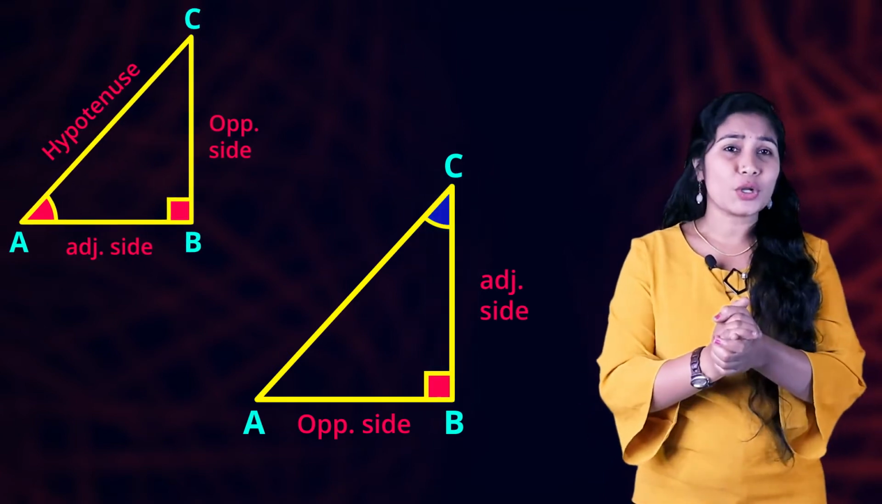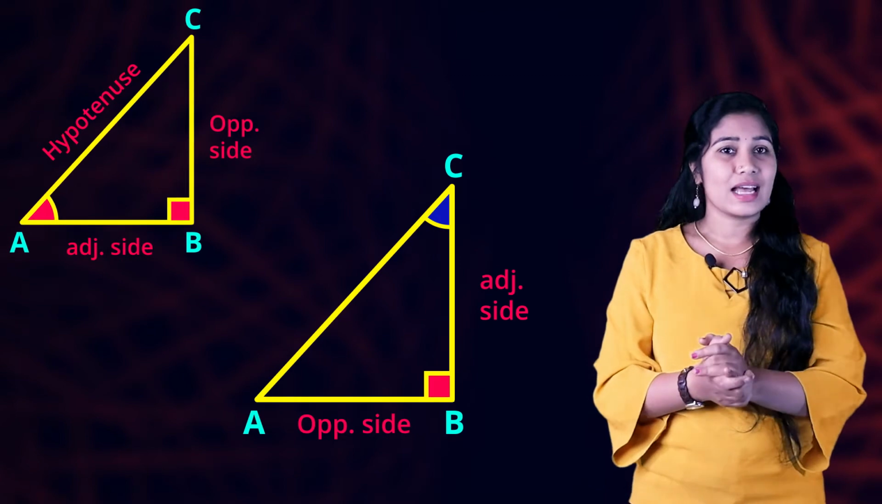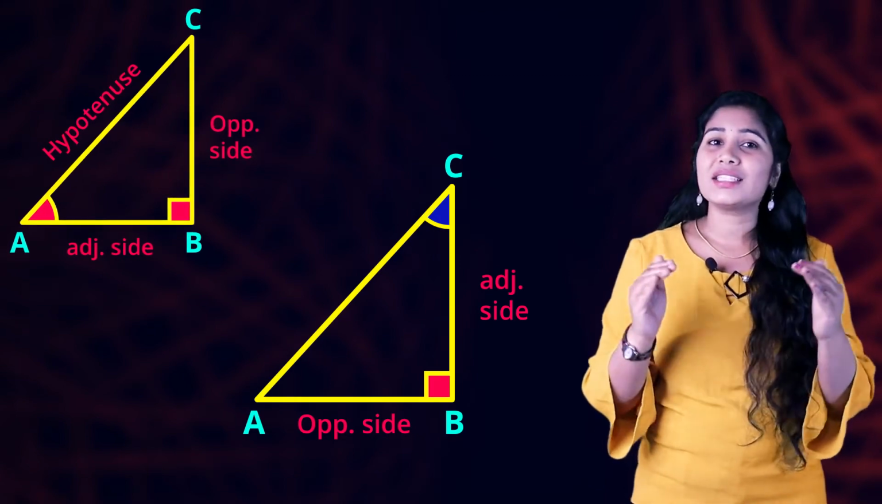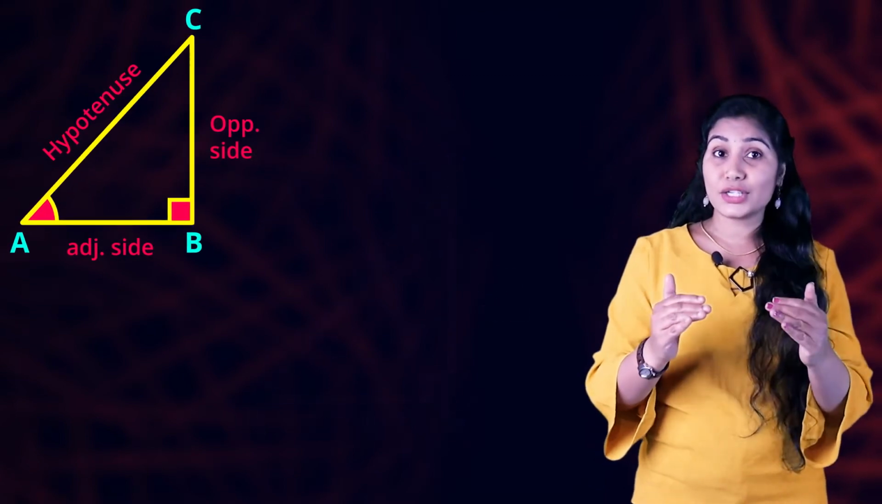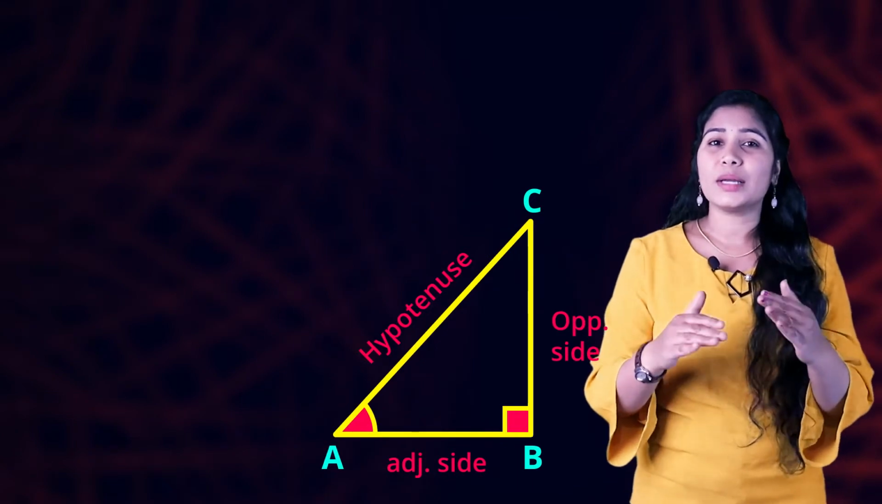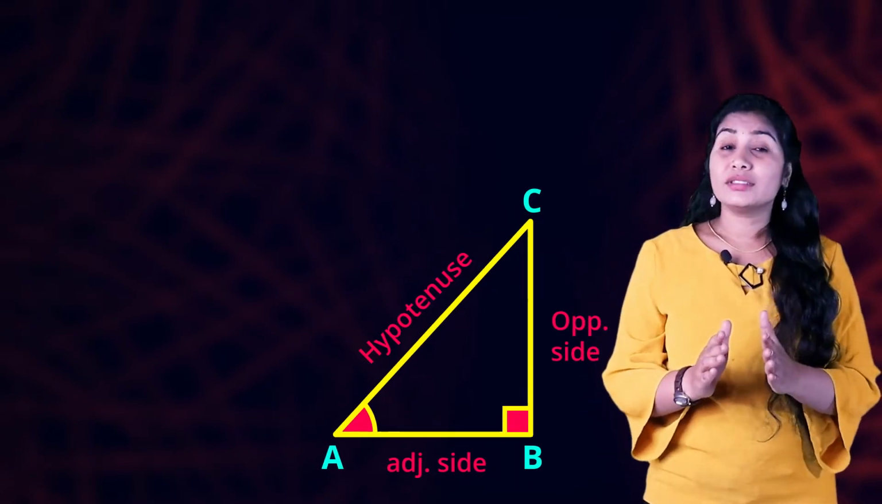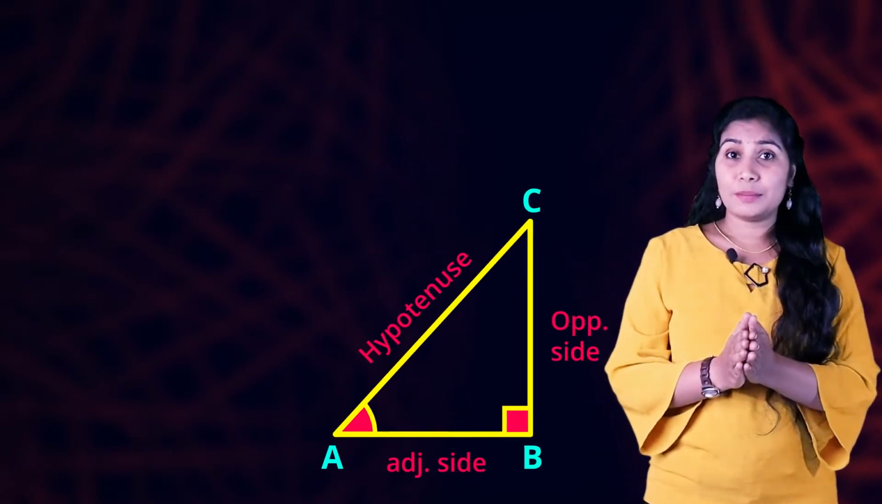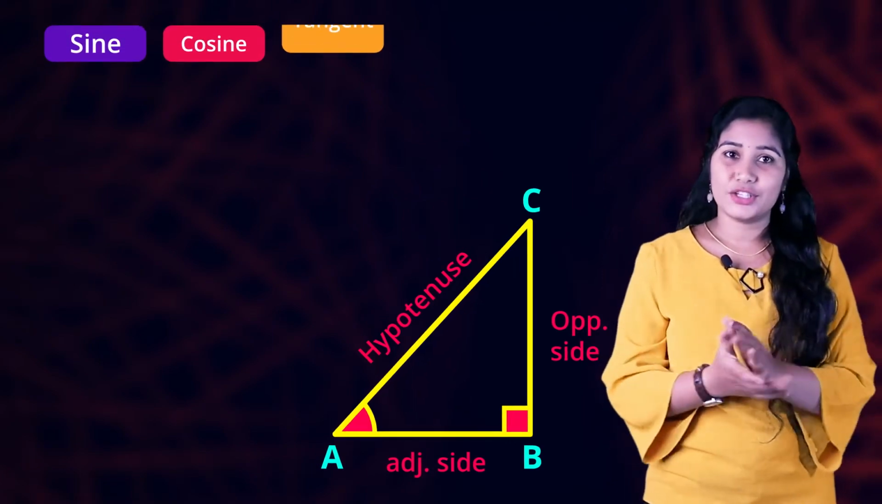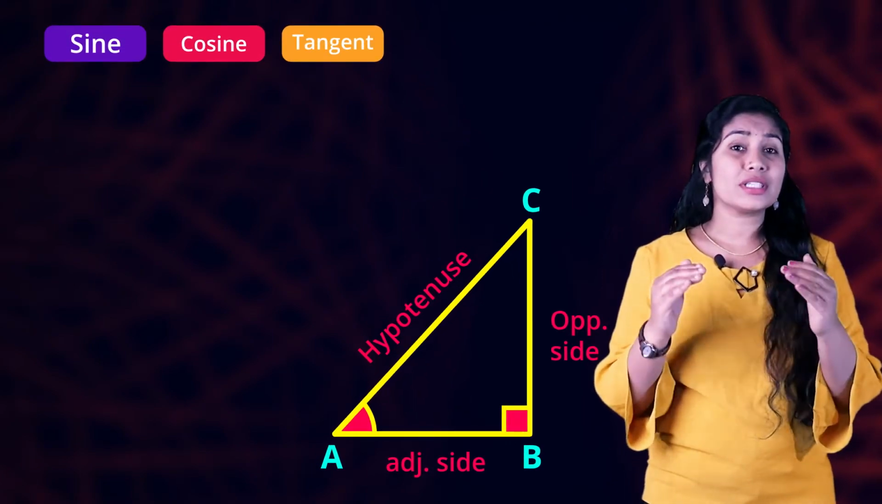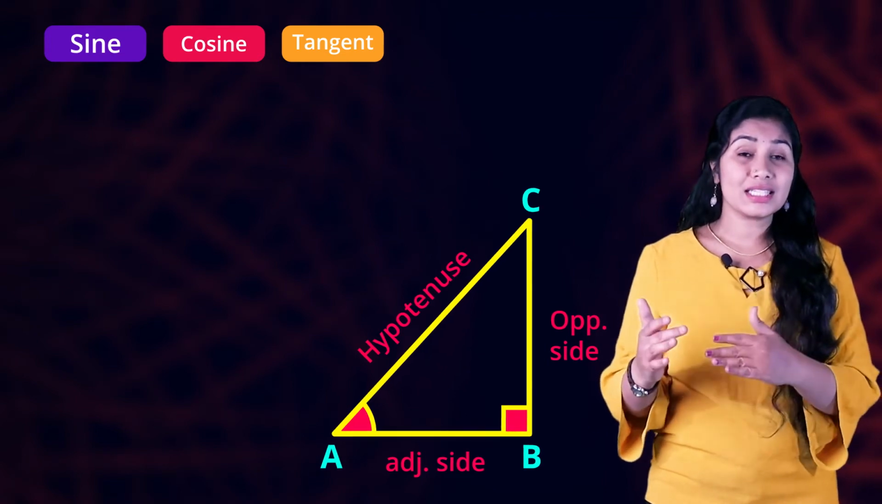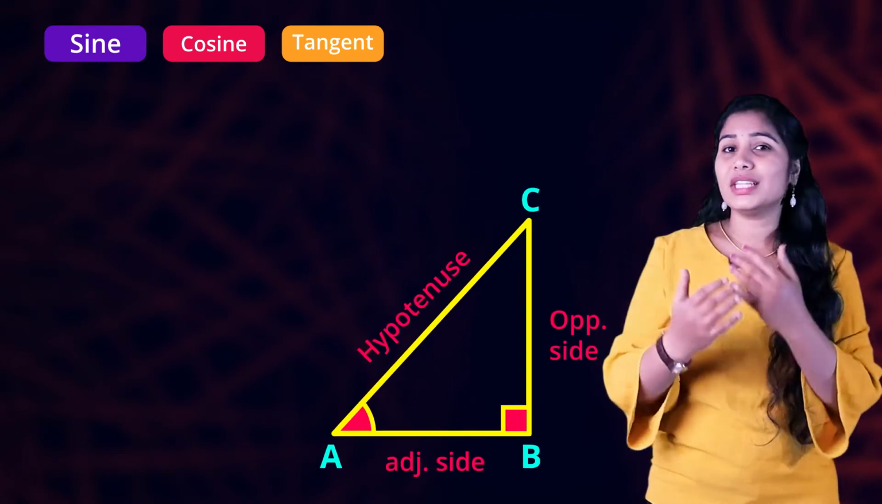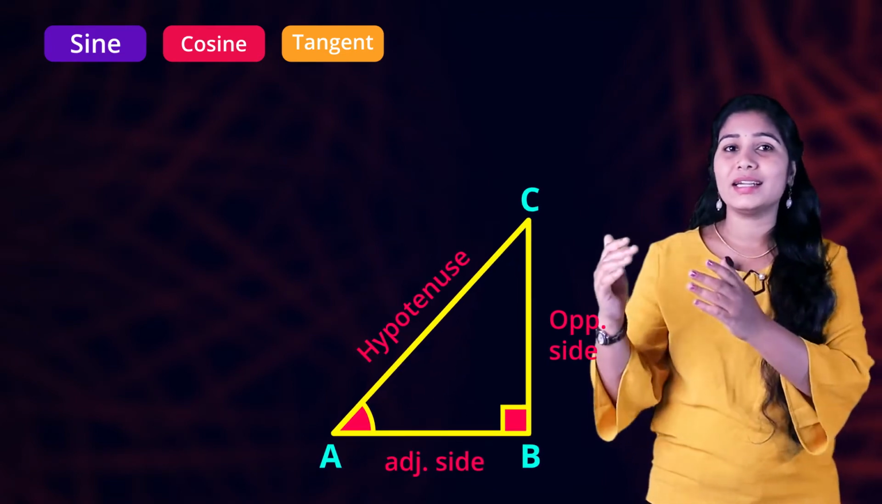You have studied the concept of ratios in your earlier classes. Now, we define certain ratios involving the sides of a right triangle and call them trigonometric ratios. There are three trigonometric ratios, namely sine, cosine and tangent. There are three more ratios defined in trigonometry which are considered as reciprocals of these three ratios, sine, cosine and tangent.